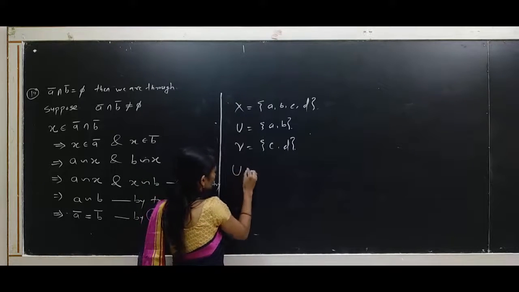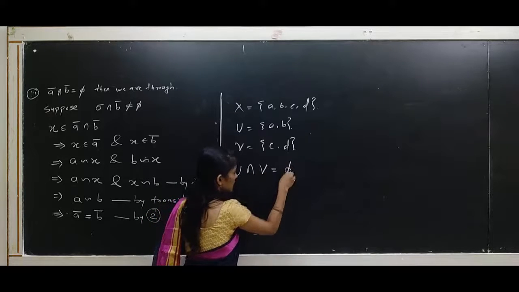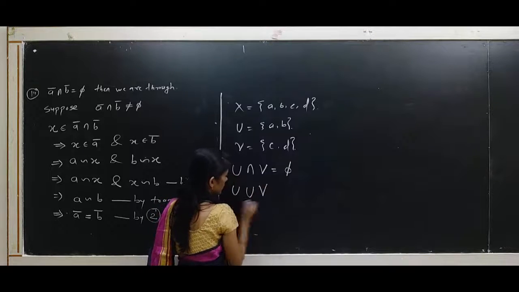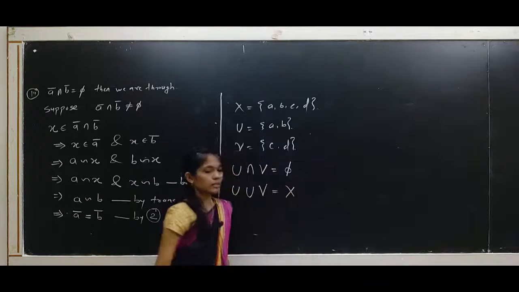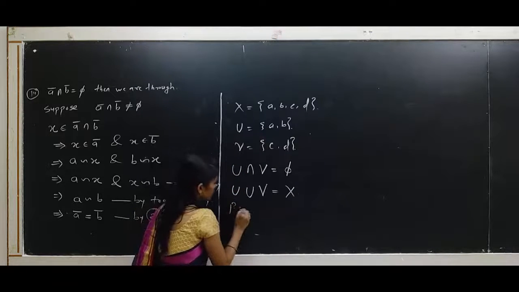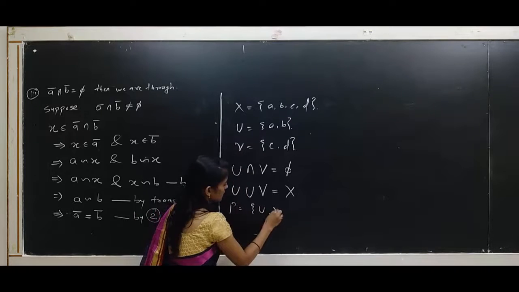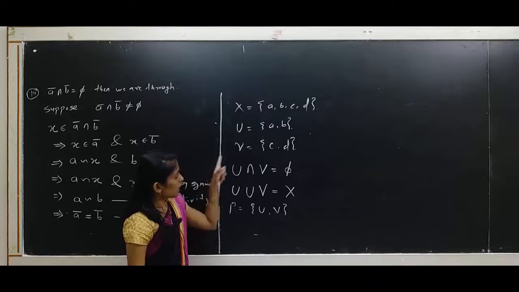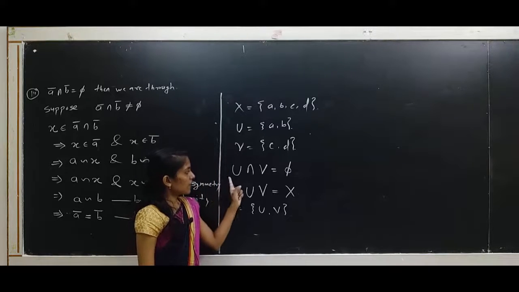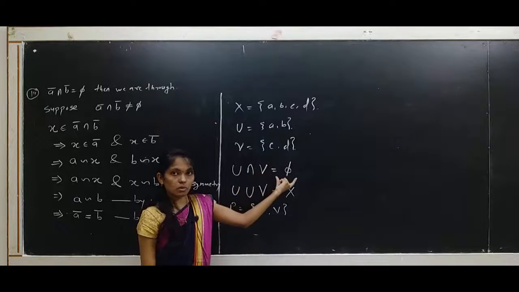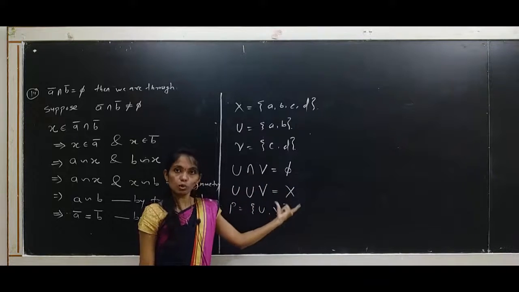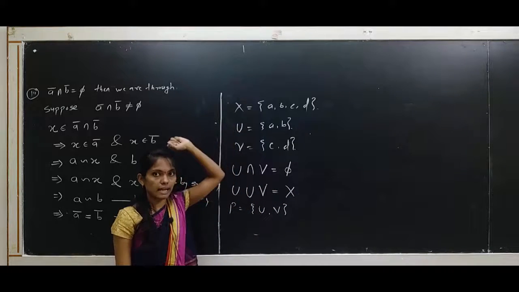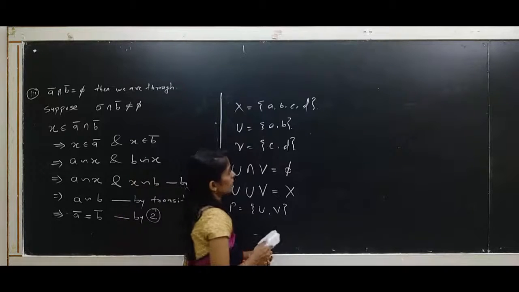See here, U intersection V is empty and U union V is set X. So that's why the partition of this set X is U and V. So here U and V is called the partition. If it is a partition, then their intersection is disjoint and their union is the whole set. Then and only then we say that U and V is the partition. Okay. Now next point, theorem.